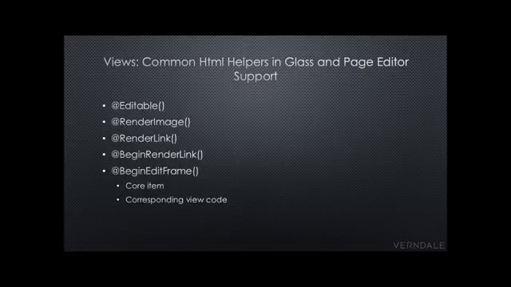All right, so I've just named a few here. The editable, render image, render link, begin render link. These are all pretty common. Editable is for any text, or rich text, or anything like that. And then you have render image for images. These two are for links. Now begin edit frame is actually a catch-all method that is provided by GlassMapper.